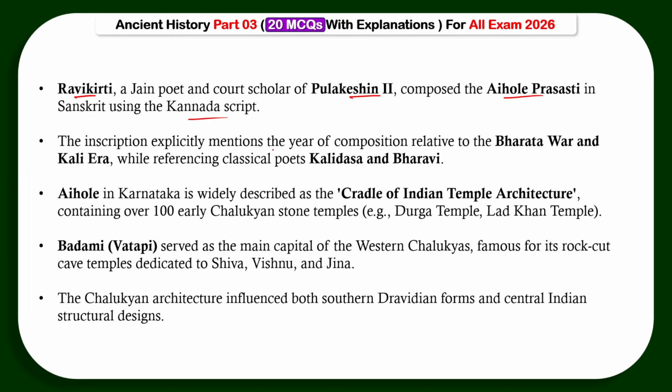The inscription explicitly mentioned the year of composition relative to the Bharat War and Kali era, while referencing classical poets Kalidas and Bharavi. Aihole in Karnataka is widely described as the cradle of Indian temple architecture, containing over 100 early Chalukyan stone temples, for example Durga Temple, Ladkhan Temple. Badami, also known as Vatapi, served as the main capital of the Western Chalukyas, famous for its rock-cut cave temples dedicated to Shiva, Vishnu, and Jina. Chalukyan architecture influenced both southern Dravidian forms and central Indian structural designs.